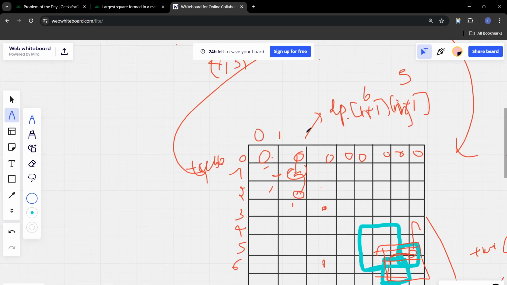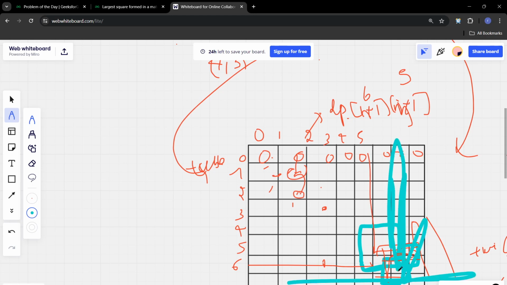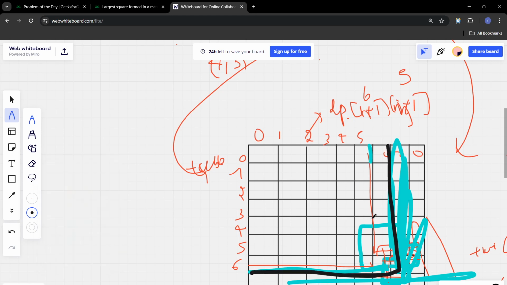Now here 0, 1, 2, 3, 4, 5. Exclude the remaining, okay? So let me exclude the remaining and erase this. Now this is the DP table, right? This is the DP table till here. Let me mark here, till the black line, okay? Till here, this is the DP table, right?